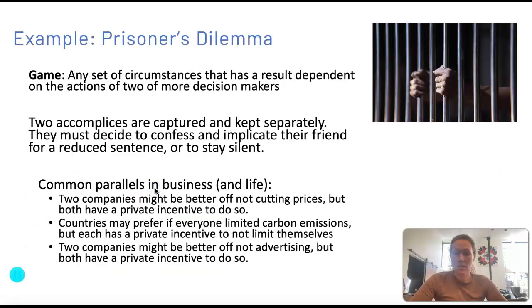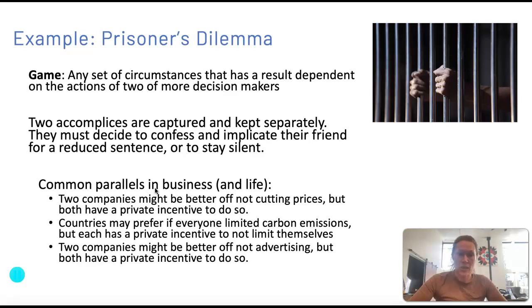So let's talk about a specific example of a game. So a game is any set of circumstances that has a result dependent on the actions of two or more decision makers. So this example is called a prisoner's dilemma. You may have heard of it before, and it's defined mostly by the specific payoffs and rules inherent in this game. So the classic story of the prisoner's dilemma is that two friends go and rob a bank.